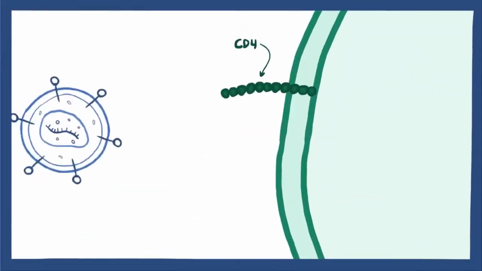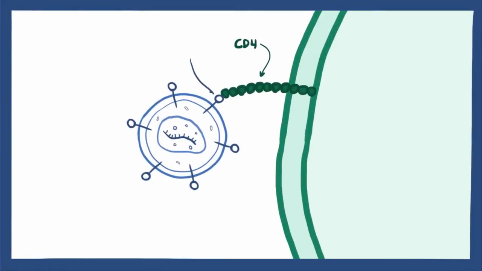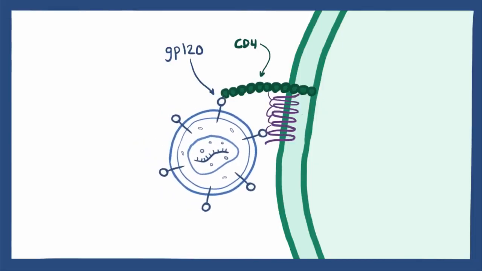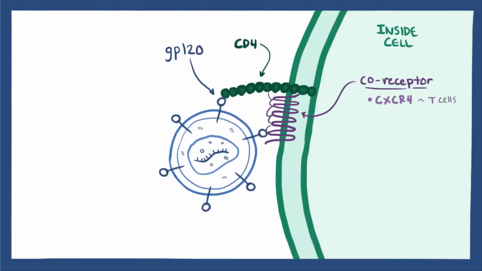HIV targets and attaches to the CD4 molecule via a protein called GP120, found on its envelope. HIV then again uses GP120 to attach to another receptor, called a co-receptor. HIV needs to bind to both the CD4 molecule and the co-receptor to get inside the cell. The most common co-receptors that HIV uses are the CXCR4 co-receptor, which is found mainly on T cells, or the CCR5 co-receptor, which is found on T cells, macrophages, monocytes, and dendritic cells.